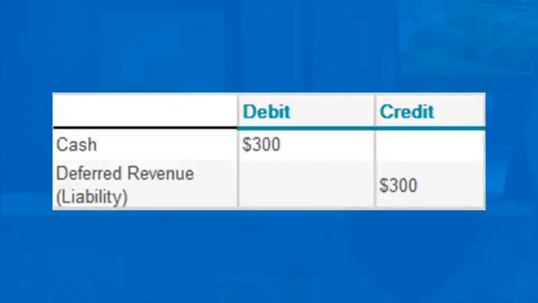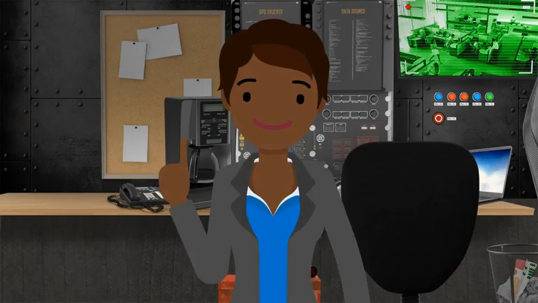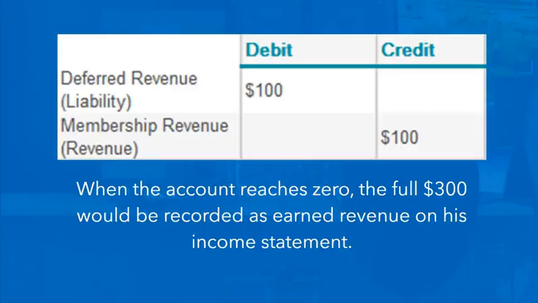Because the subscription entitles Amanda to 3 months of detailing, he decides to recognize $100 of the deferred revenue every month. 300 divided by 3. Let's say he sold Amanda the pack on January 1st. That means he would make the following journal entry on January 31st to decrease the deferred revenue liability by $100 and increase membership revenue by $100. He would continue to recognize $100 of the revenue at the end of every month until the deferred revenue account reaches zero, at which point the full $300 would be recorded as earned revenue on his income statement.